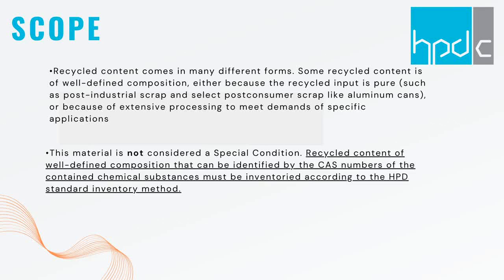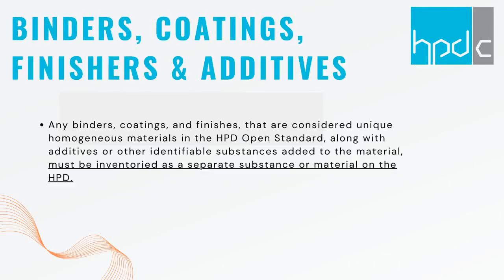Recycled content of well-defined composition that can be identified by the CAS numbers of the contained chemical substances must be inventoried according to the HPD standard inventory method. This special condition is for the base mixed recycled content. Any binders, coatings, and finishes, along with additives or other identifiable substances added to the material, must use the typical HPD content inventory and hazard screening process.